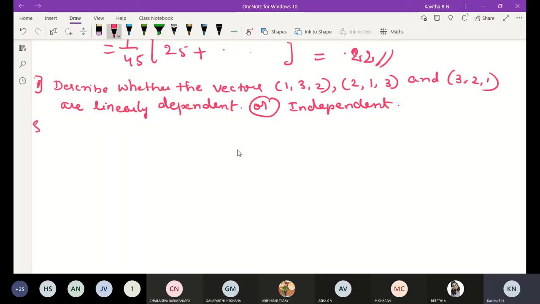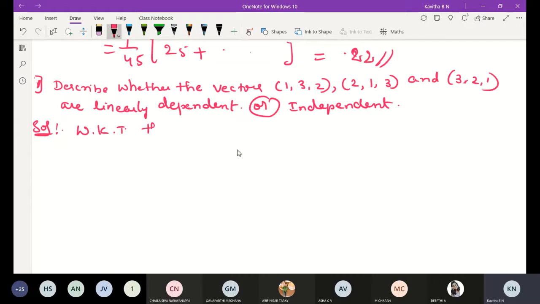Okay, write the question. Describe whether the vectors 1, 3, 2, 2, 1, 3 and 3, 2, 1 are linearly dependent or independent. Okay, then we know that the set of vectors are said to be independent.